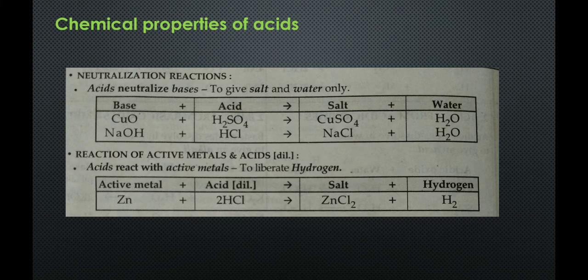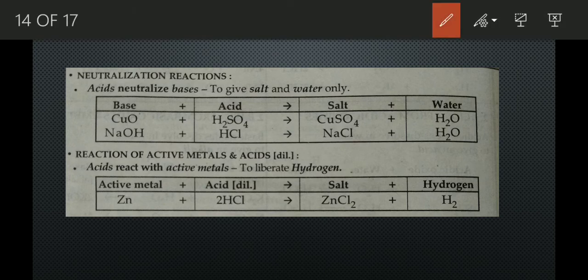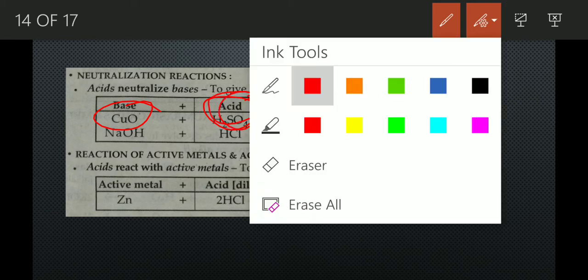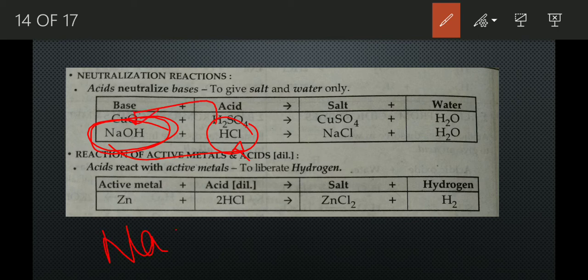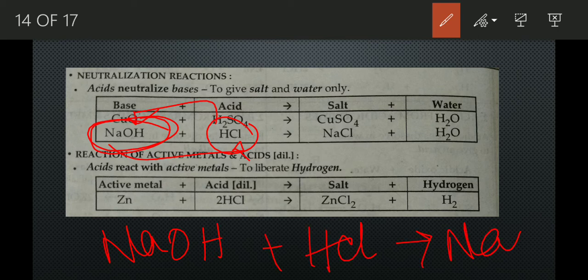Next is the chemical properties. First is the neutralization reaction. What is that? When an acid reacts with a base, then it forms salt and water. What does the acid actually perform? Acid actually neutralizes the base. See here, HCl is neutralizing NaOH. That's why it forms NaCl and water. NaOH is the base, HCl is the acid, it forms NaCl and water. It is a double displacement reaction.